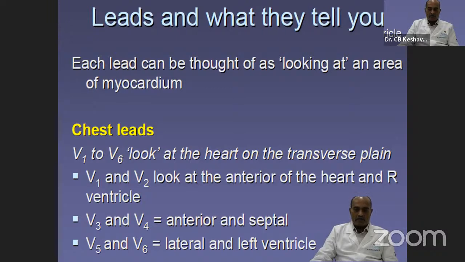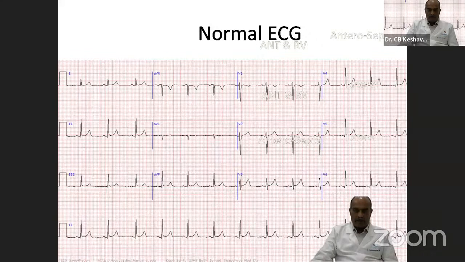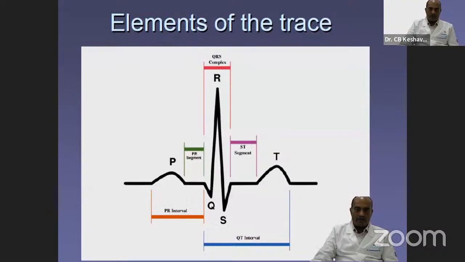So when you say anteroseptal MI, ST elevation is seen in V3 and V4 predominantly, but also in V2 and V5 and V6. In lateral or high lateral myocardial infarctions, ST elevations may be seen only in V5, V6, and 1 and AVL, which are the left-sided leads. So this is again a normal ECG, just to give an idea of how a normal ECG looks.